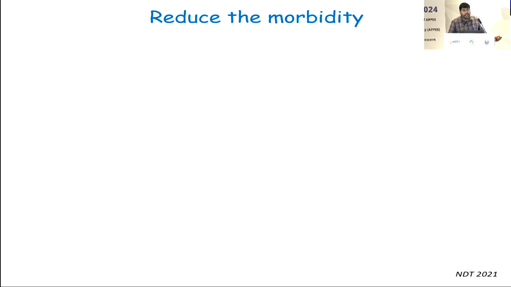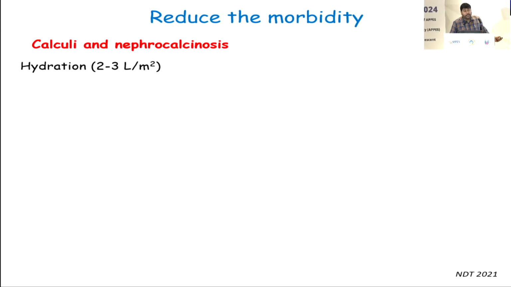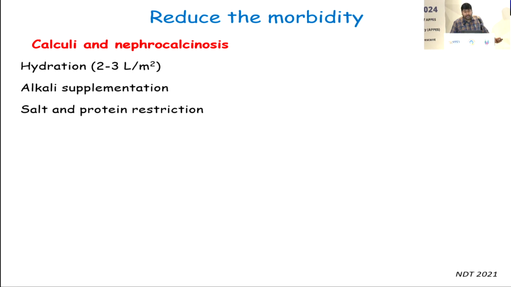So, what are the steps that we can take to reduce the morbidity? To prevent the formation of calculi and nephrocalcinosis, adequate hydration has to be advised. Alkali supplementation in terms of citrate can prevent the formation of calcium stones. But remember, a higher dose of alkali and higher urine pH targeting can also precipitate calcium phosphate and result in an increase in stone formation.